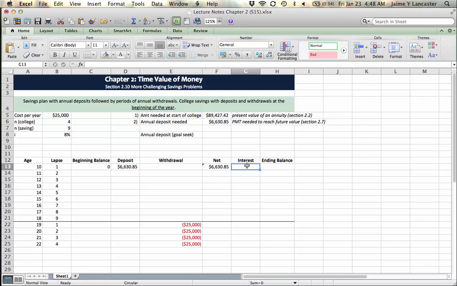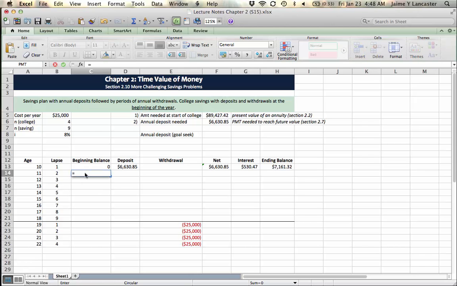Okay? Our interest, the amount of interest that we're going to earn, is going to be based on our interest rate of 8%, giving it again an absolute reference. But it's going to be based on the amount of money that we've had in the bank all year, which will be the balance we start with plus our net deposit that we make at the beginning of the year. So we'll earn $530 roughly in interest. So our ending balance will be equal to what we started with, what we deposited, and what we earned in interest. Making sure to reference our net deposit so that we don't have to change this formula when we get down here to taking our withdrawals.